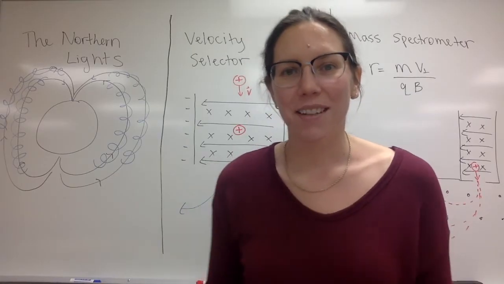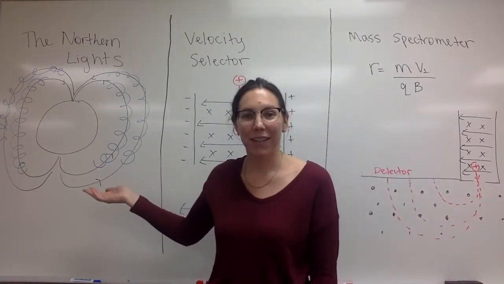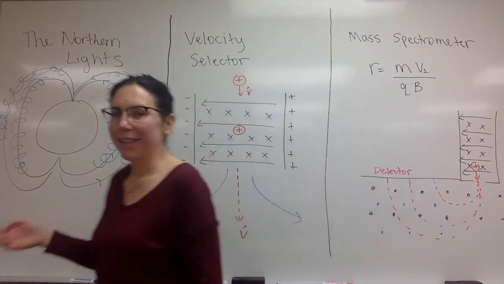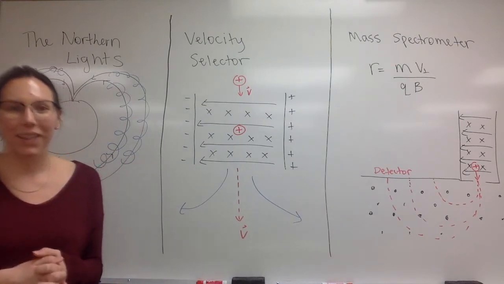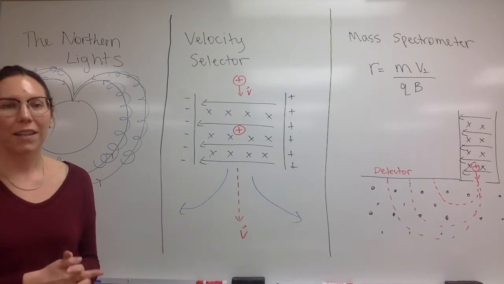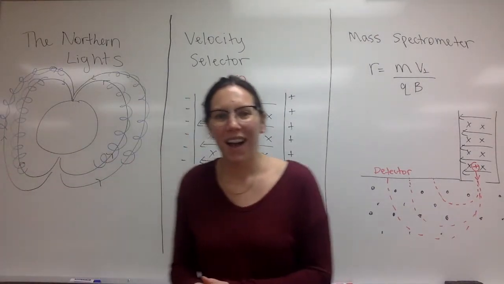Let's look at 3 different applications of this motion. The first one I have over here is the northern lights. So we see the northern lights or the aurora because there are magnetic field lines surrounding the Earth, and it looks something like this. I've just drawn 2 there.